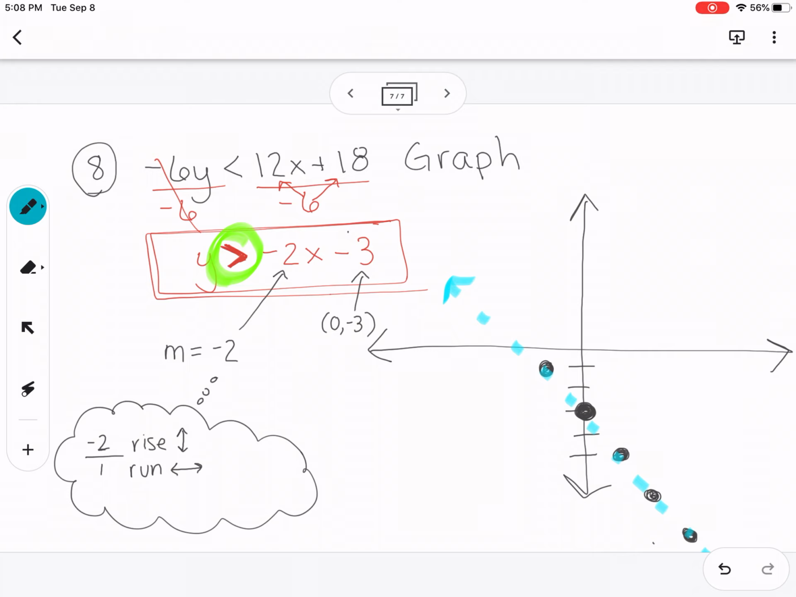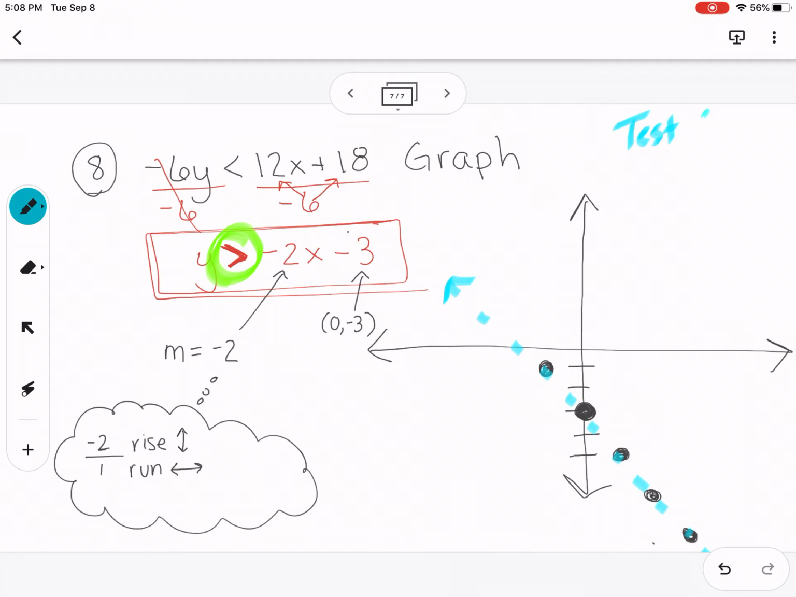The last thing we need to do is decide which side of the line to shade. I'm either going to shade this side or I'm going to shade this side. I have to figure out which one. The best thing you can do is test a point. What point do you want to test? Any point you want to, just not a point that's on the line. So don't pick, what is this, 0, negative 3. Don't pick something on the line. Pick any point you want to, off the line.